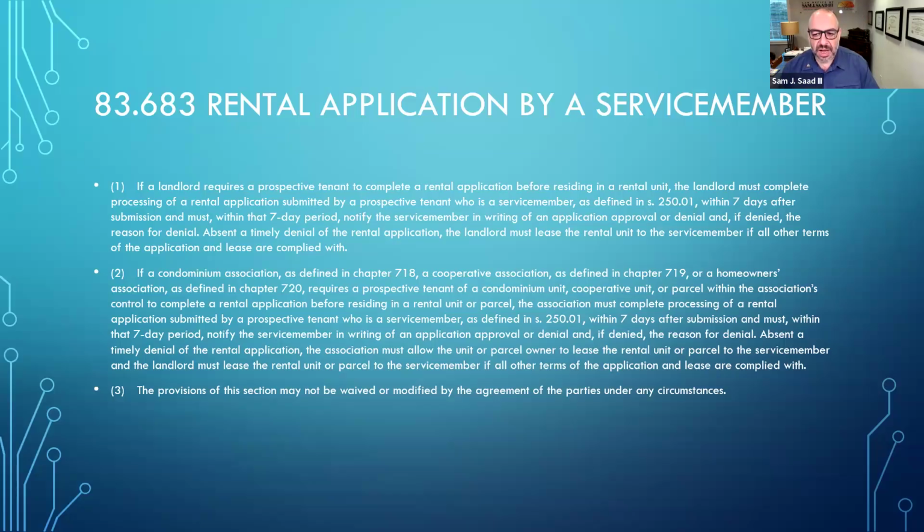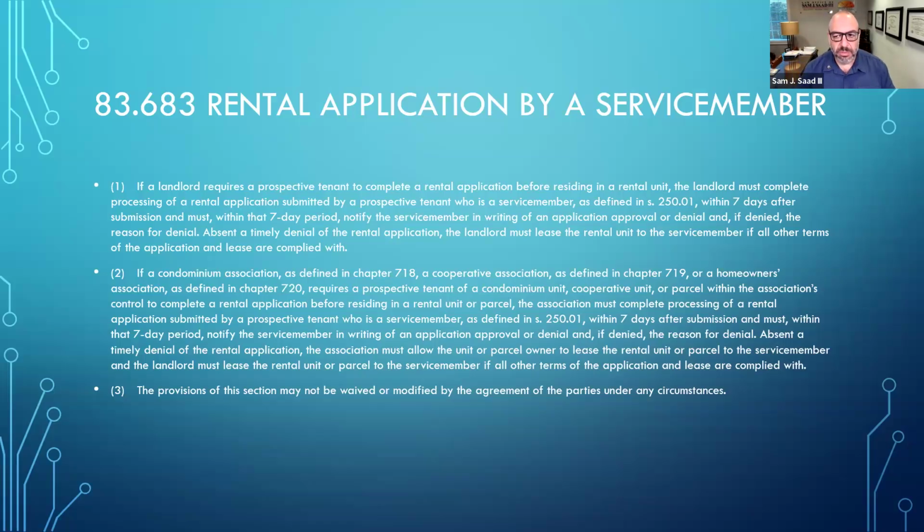If you have an association, a cooperative or a homeowner association or a condominium association, and that entity requires approval of leases, which all of them do pretty much, they only have 7 days to give our service members an approval or a denial. And if they don't, then they are approved and you must lease to them. And you'll notice here, provision number 3, you cannot waive or change this. This is not something to be contracted out of. If you're dealing with a service member, you have 7 days to get them approved or deny them, or you must lease to them.